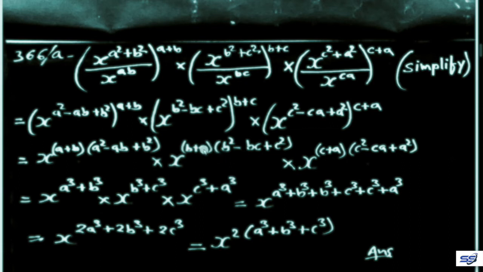All this is in expanded form of formula, so it shall be replaced again in the beginning, in the concise form of formula. The concise form of formula is a cube plus b cube. Now x power a cube plus b cube into x power b cube plus c cube into x power c cube plus a cube. All has now been made into a simple form.